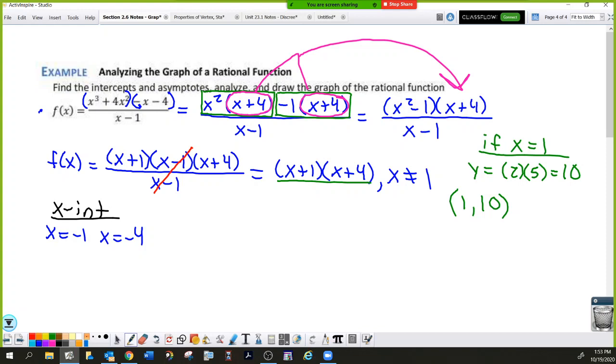Yes, let's find the intercepts. All right, y-intercept. So for that one, you just plug in x equals 0, which is just going to be 1 times 4, or 4.